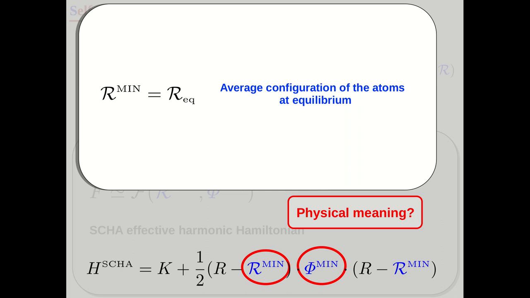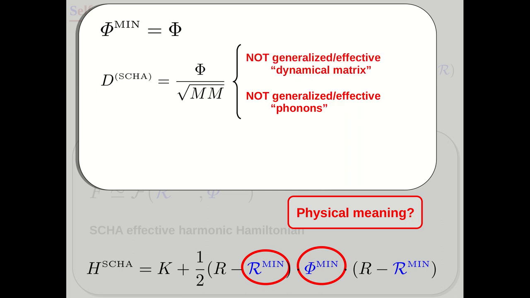So within the self-consistent harmonic approximation, when we minimize the functional, we give, first of all, an estimation of what is the average position of the atoms at equilibrium. And this configuration is given by this calligraphic R minimum, okay? So this is the first physical quantity that we estimate. We estimate the free energy, and we also have an estimate of the average configuration of the atoms when we perform the stochastic self-consistent harmonic approximation, the SCHA minimization, okay?